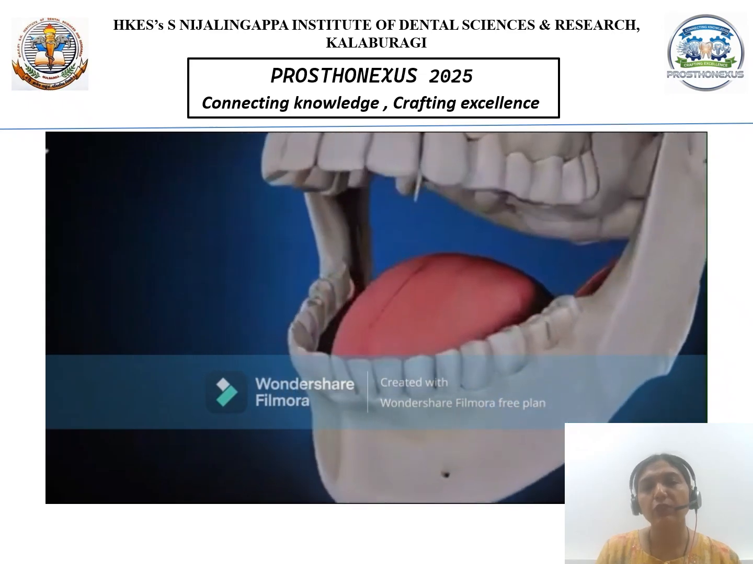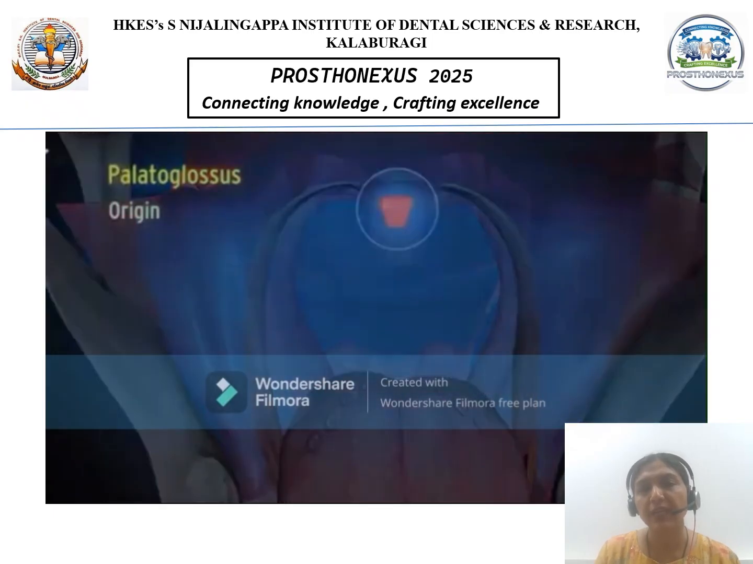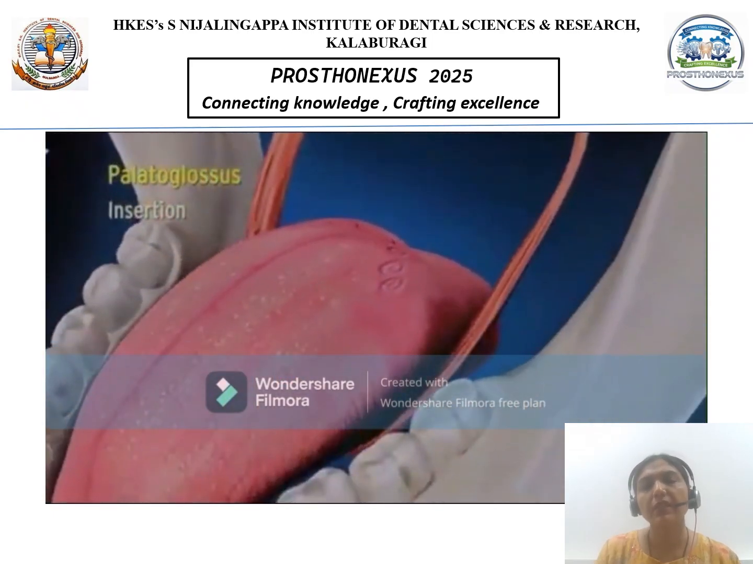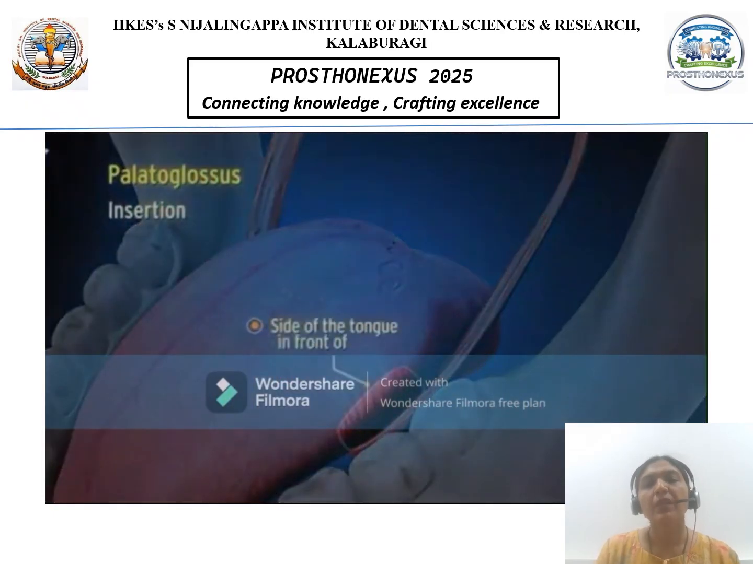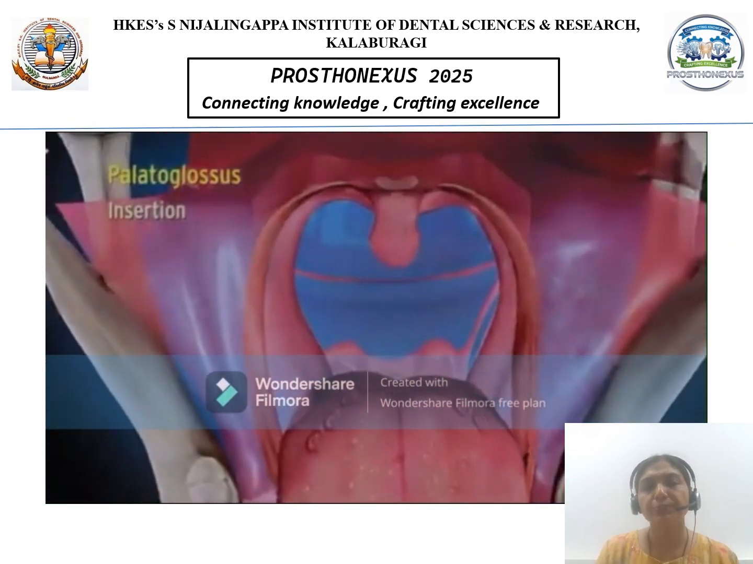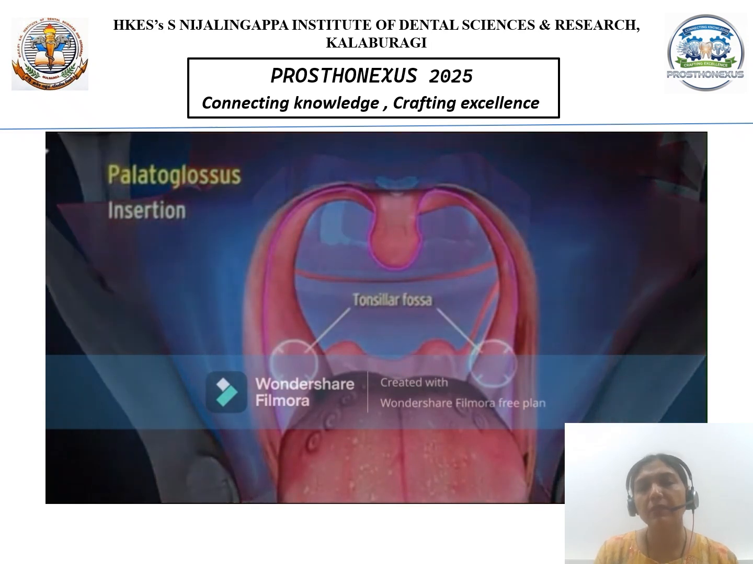That is your styloglossus. Then finally we have our palatoglossus, whose origin is from the palatine aponeurosis, and then it attaches almost near the base of the tongue. Again, this also basically retracts the tongue. It keeps the tongue back and also holds the tongue in position. It is attached to the palatal aponeurosis, the origin is from the palatal aponeurosis.